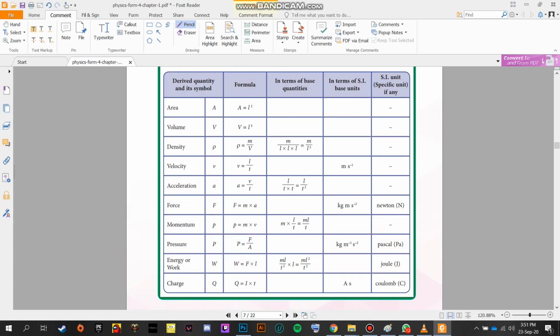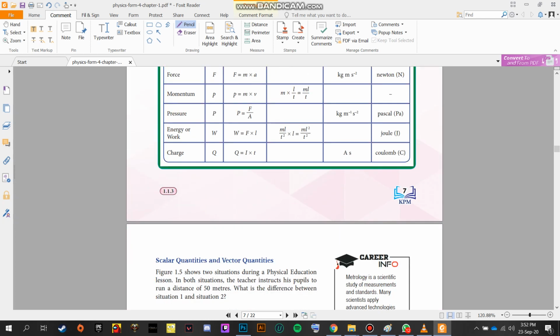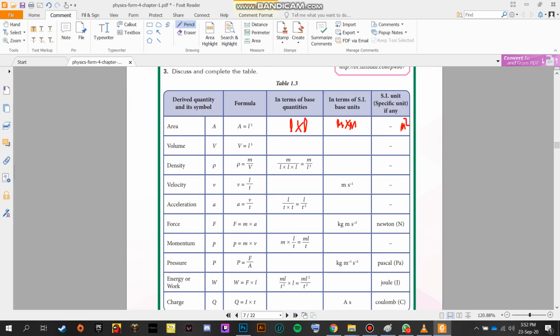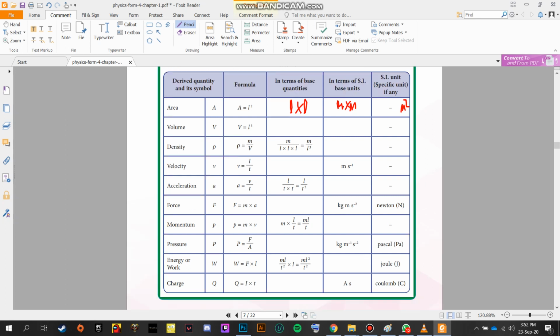Again, area, the formula is area equals length squared, which is length times length, or in terms of SI is meter times meter, and we get meter squared. And that's basically it for base and derived quantities. It's not that hard if you really look into it.